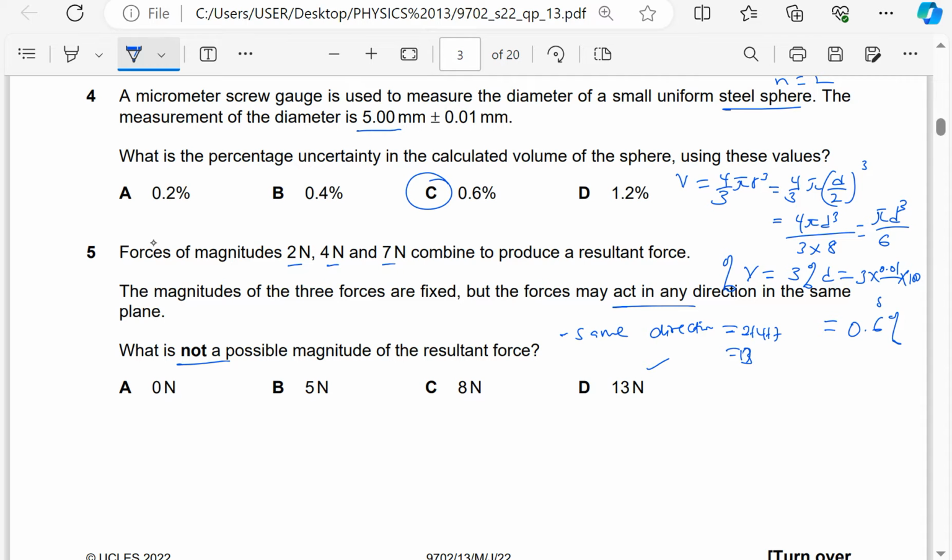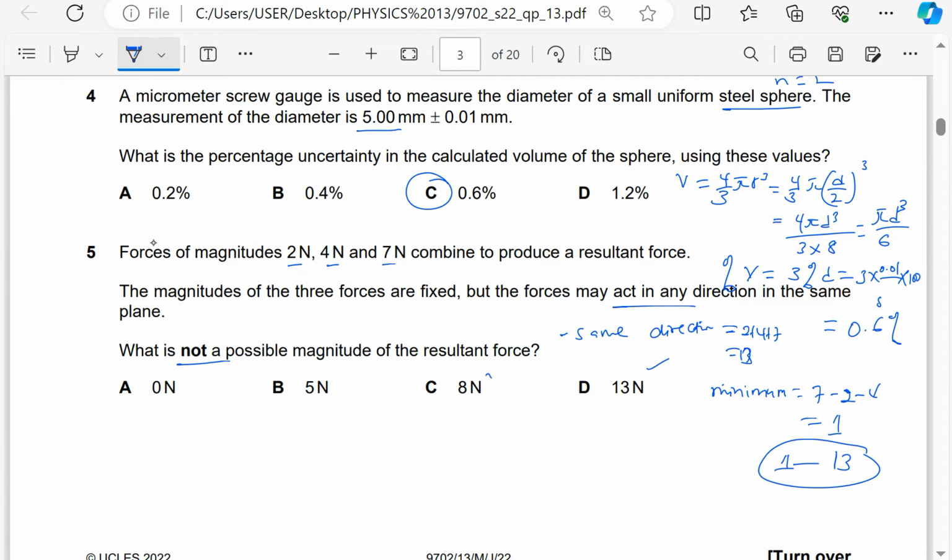If two act in the opposite directions, of course. Okay, let's check the minimum. The minimum combination is when one points in one direction and the other two act in the opposite direction. That means the minimum resultant will be 7 minus 2 minus 4, which is equal to 1. That means the resultant should be between 1 and 13. For whatever combination, the resultant should be between 1 and 13.